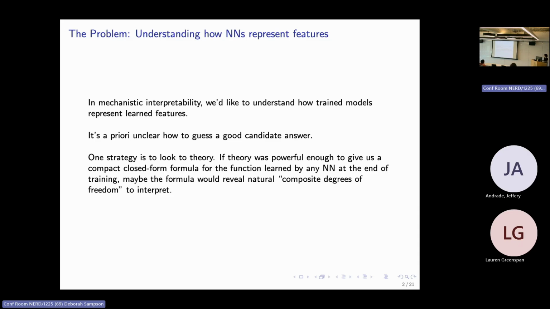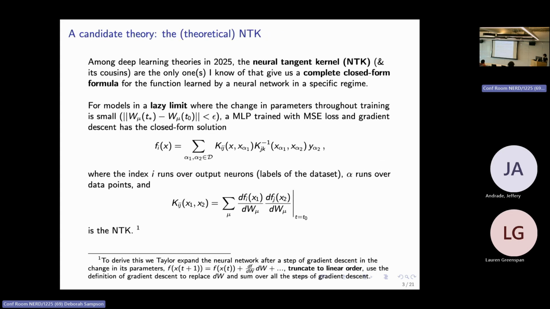One strategy is we might hope to find an answer by looking at theory. If deep learning theory was powerful enough to give us a compact closed form formula for the function learned by any neural network at the end of training, maybe that formula would automatically hand us the natural composite degrees of freedom to interpret. Unfortunately, in 2025, we're very far from having a complete theory for the function learned by a neural network everywhere in parameter space.